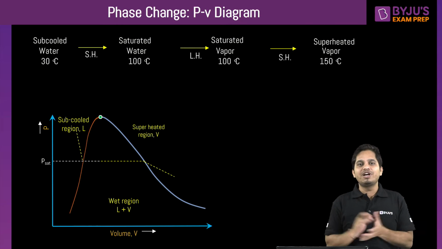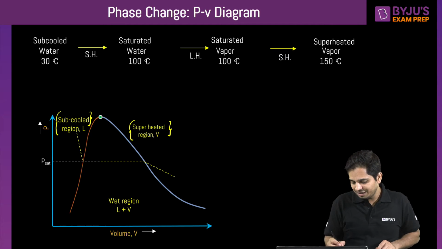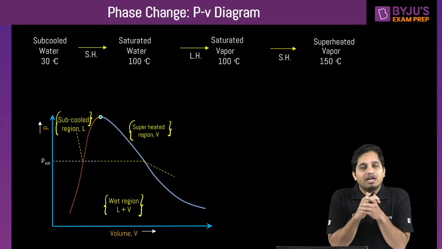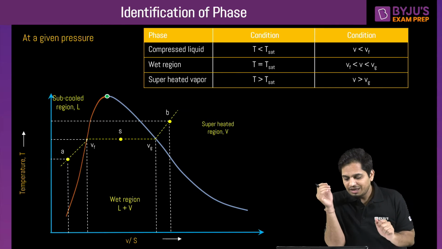We also know the PV diagram, right? So this side, we have the subcooled region. This side, we have the superheated region. And this side, it's the wet region. Okay, so this is about the basics. Now, let's come to the main point. How to identify the phase? Okay, so let's see.